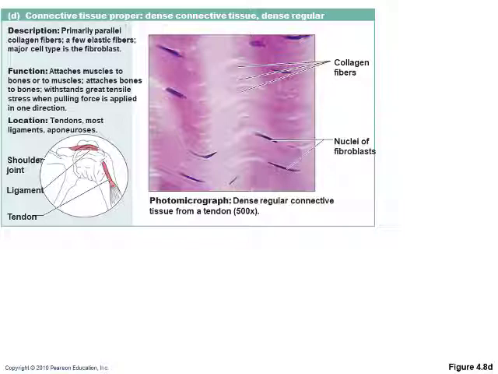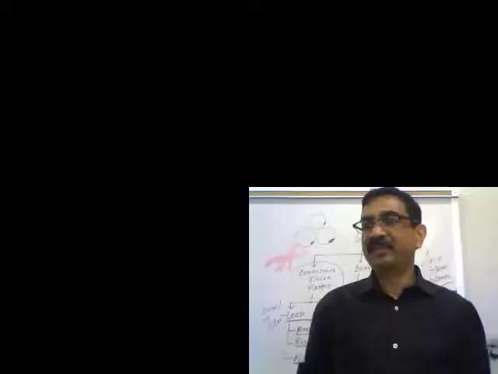And now, where you will find the dense regular, just remember a couple of structures. Tendons and ligaments. Those are very hard and strong, you know that, right? Tendons are very strong and hard because you have a lot of fibers in it.